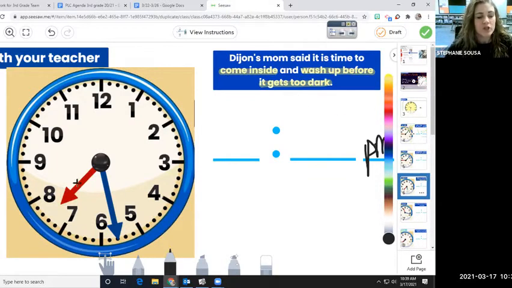We are asked to determine what time Dijon's mom asked him to come in. So let's take a look at our hour hand. We can see that our hour hand is here. It is past the 7. It has not yet touched the 8. So our hour is 7. It is 7 something p.m. Questions about how we determined the hour?